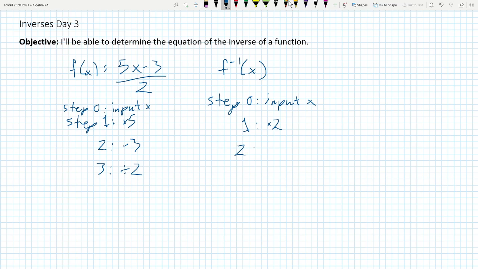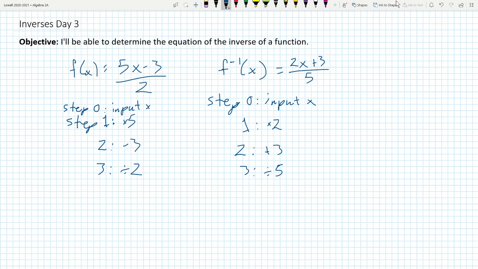Then what do we do? Well, then we add 3. And the last step would be to divide by 5. And so our function here, if we work this backwards, how would this look algebraically? We would start off with x, multiply it by 2, so that's where we get 2x. We'll add 3, and then we'll divide that quantity by 5. And these would be inverse functions.